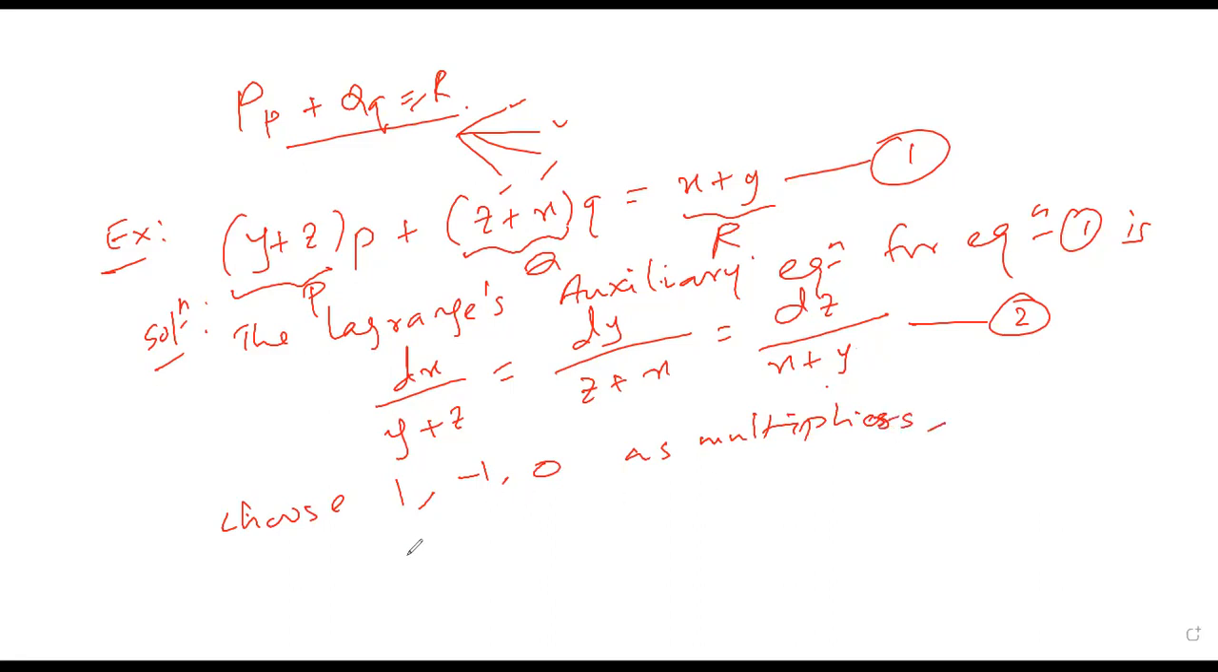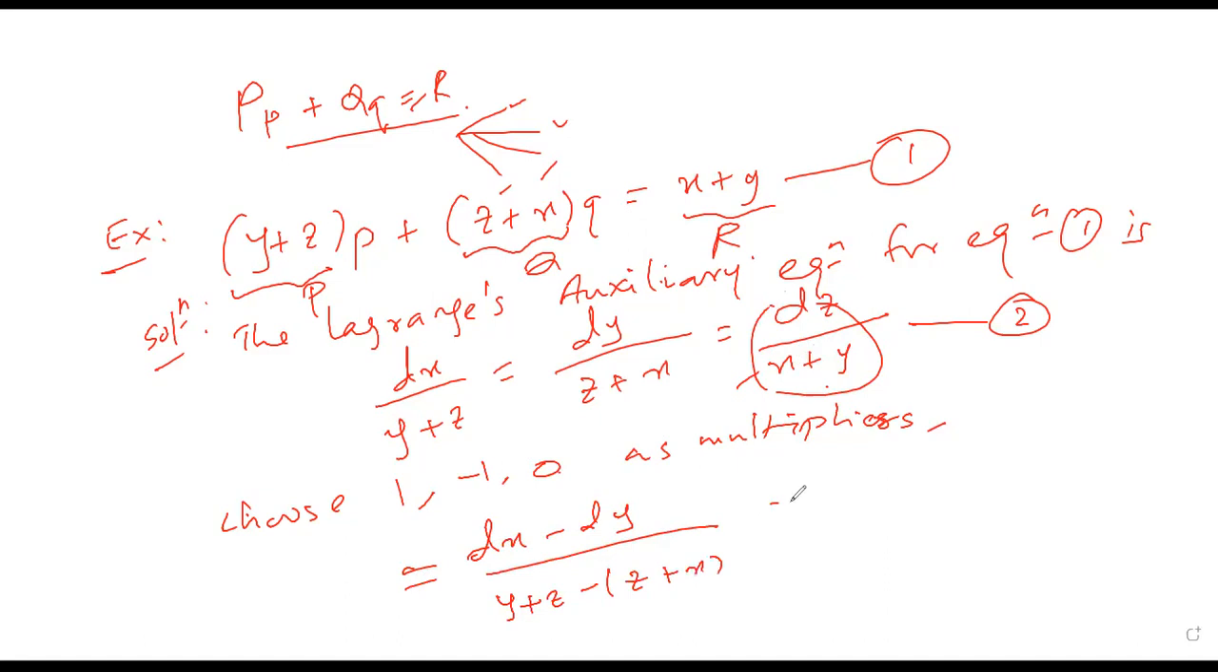Okay, so what will you get? If you choose 0 for this one, this term will be 0, no? So we don't get this one, but this will be negative. So let's say it equals dx minus dy divided by y plus z minus z plus x. So what is the answer? It will be dx minus dy over, z and z cancel out now, y minus x.